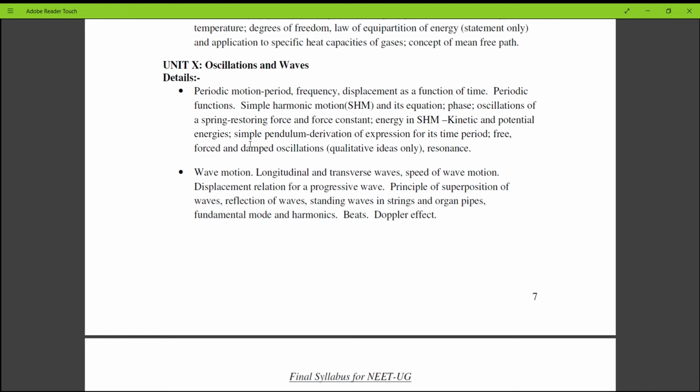free forced and damped oscillations. That is qualitative ideas only. And resonance. Then wave motion, longitudinal and transverse waves, speed of wave motion, displacement relation for a progressive wave, principle of superposition of waves, reflection of waves, standing waves in strings and organ pipes, fundamental mode and harmonics, beats and Doppler effect.